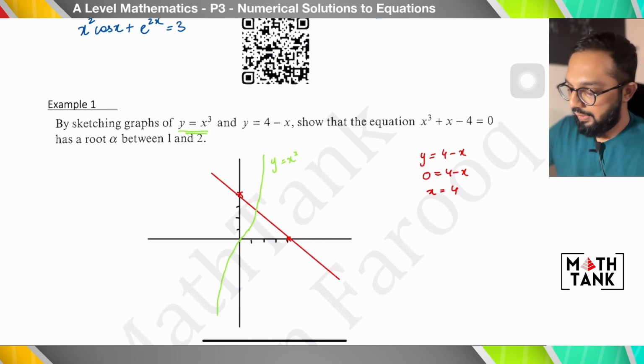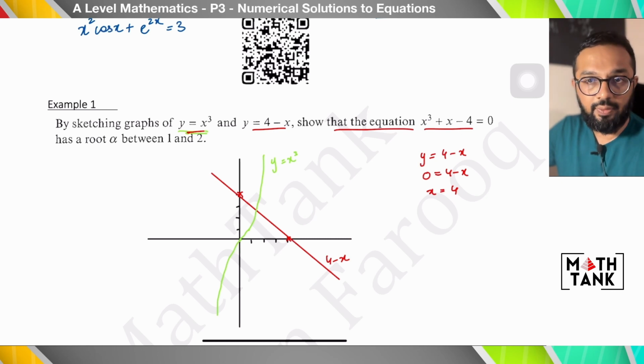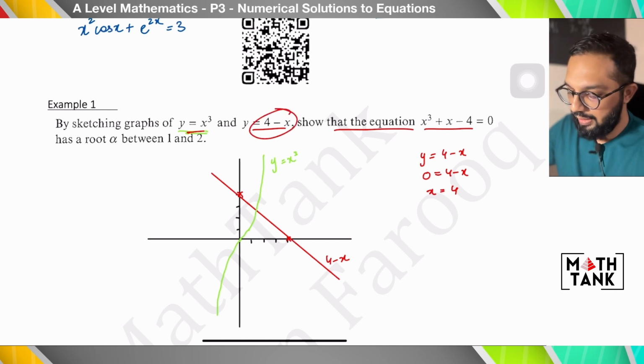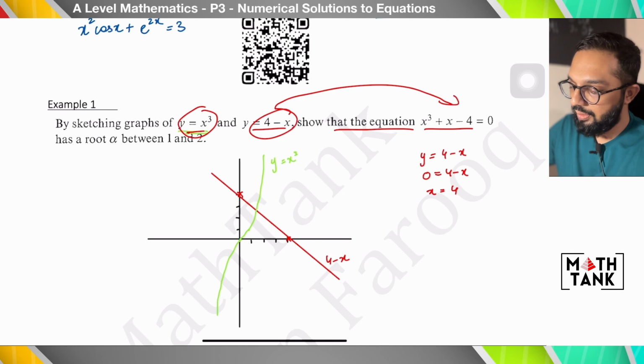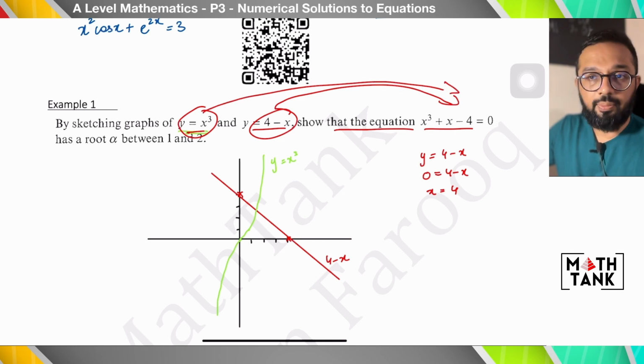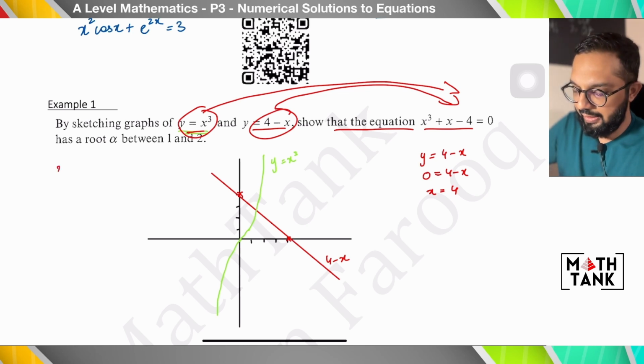What am I trying to prove here? I am trying to prove here that these two graphs show that the equation x cubed plus x minus 4 equals 0. Now, what do these graphs have to do with this equation? Remember that in earlier chapters, we've learned that when you are trying to find out the intersection point, you solve simultaneously. So if I solve simultaneously, do I get my equation? Yes, it looks like it's the same equation that the question is talking about.